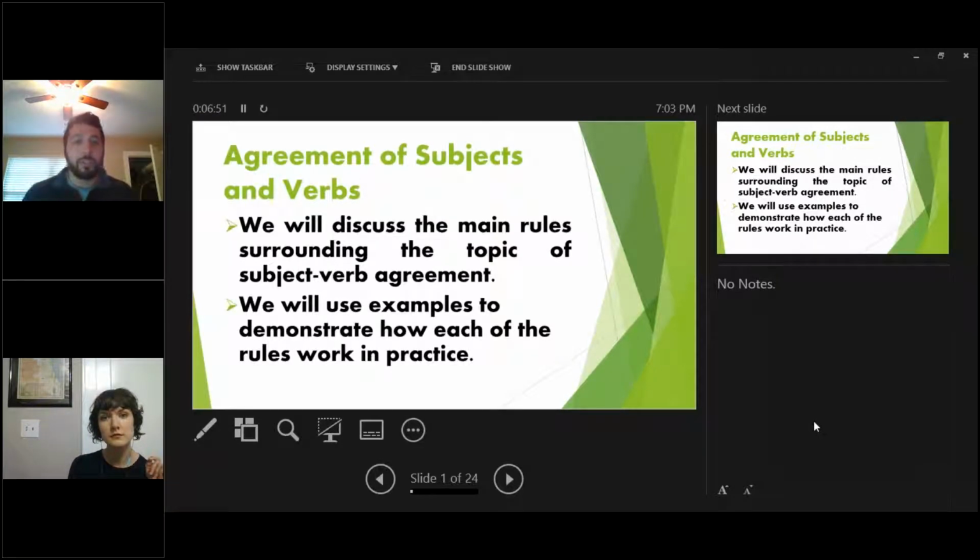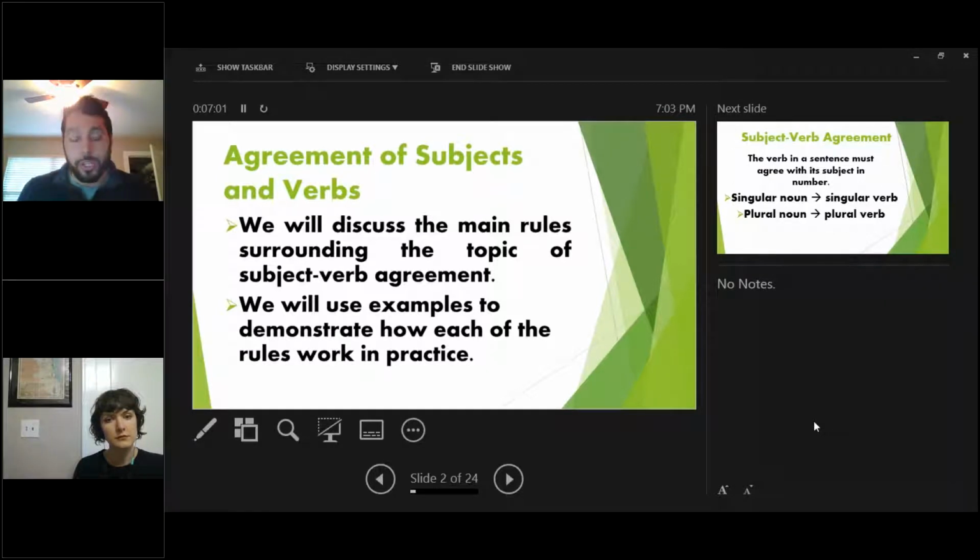So we're going to discuss the main rules surrounding the topic of subject-verb agreement, and we're going to discuss examples to demonstrate how each of the rules work in practice. So just generally, sentences will have a subject and a verb, and you're going to want to make sure that those agree in the ways that we talk about here today.